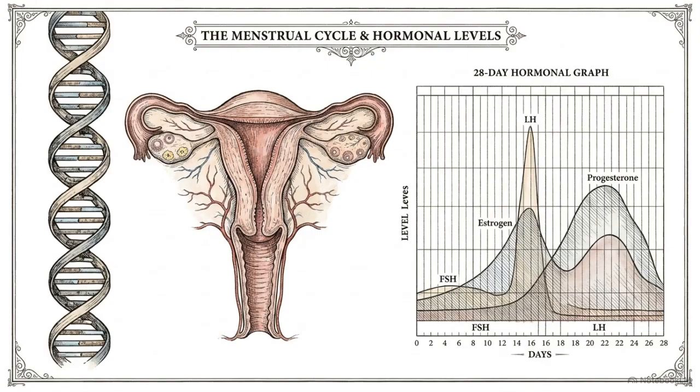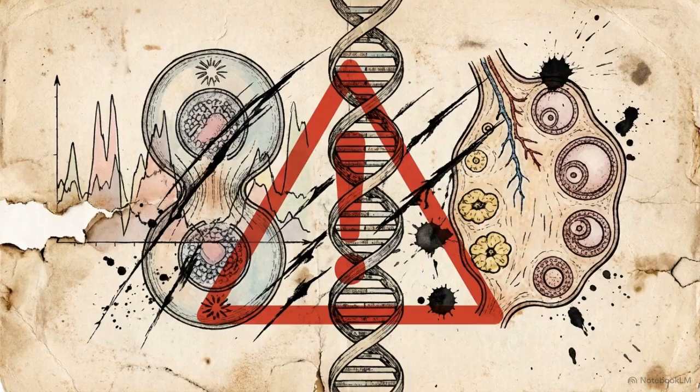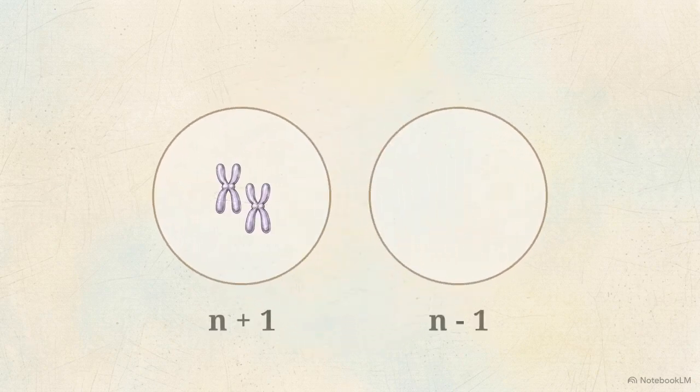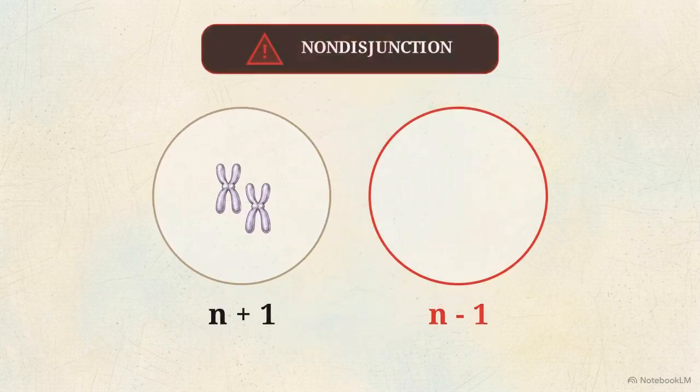The MCAT tests your ability to disrupt these systems. If homologous chromosomes fail to separate during anaphase I, you must be able to predict exactly how that non-disjunction alters the ploidy of the resulting gametes.